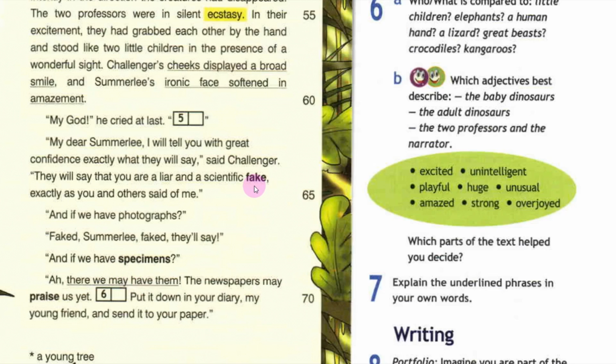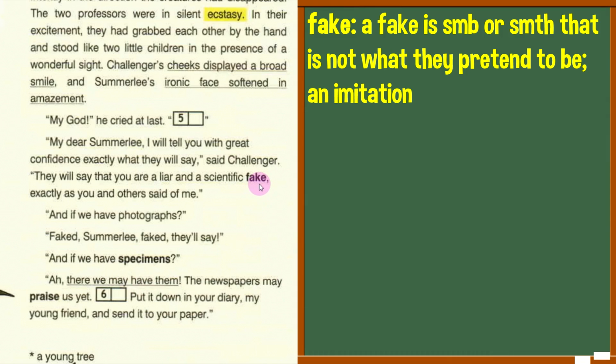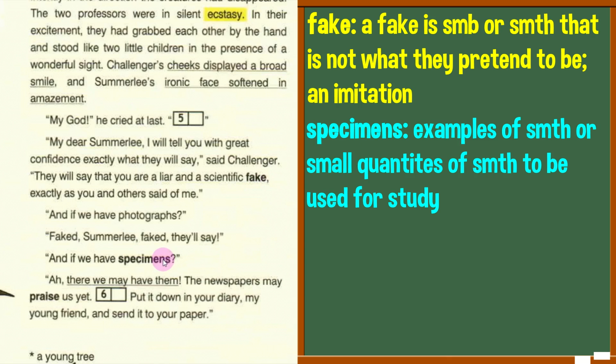И у нас нашлись 3 потерянных слова, выделенных жирным шрифтом. Fake. A fake is somebody or something that is not what they pretend to be. An imitation. Есть у нас это слово уже в языке. Fake, то есть что-то ненастоящее, имитация чего-то. Specimens. Examples of something or small quantities of something to be used for study. То есть образцы для изучения. Praise. To express approval. Выражать одобрение.